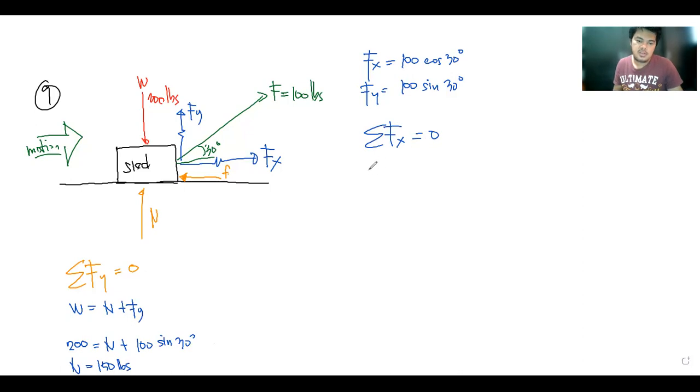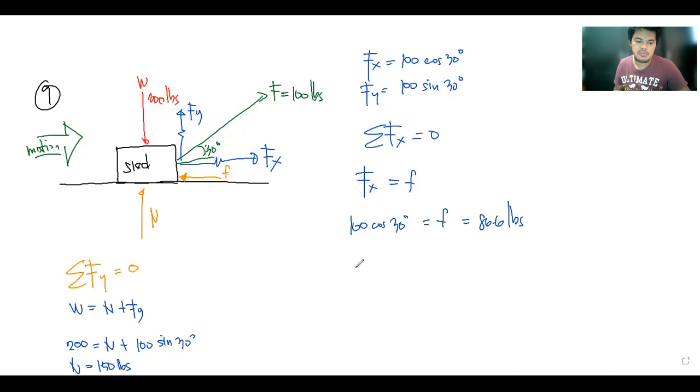And if we do summation of forces along x, that would also be equal to 0. So that makes Fx equal to the friction force. Fx would be equal to 100 cosine of 30, that is equal to the friction force, which is equal to 86.6 pounds.